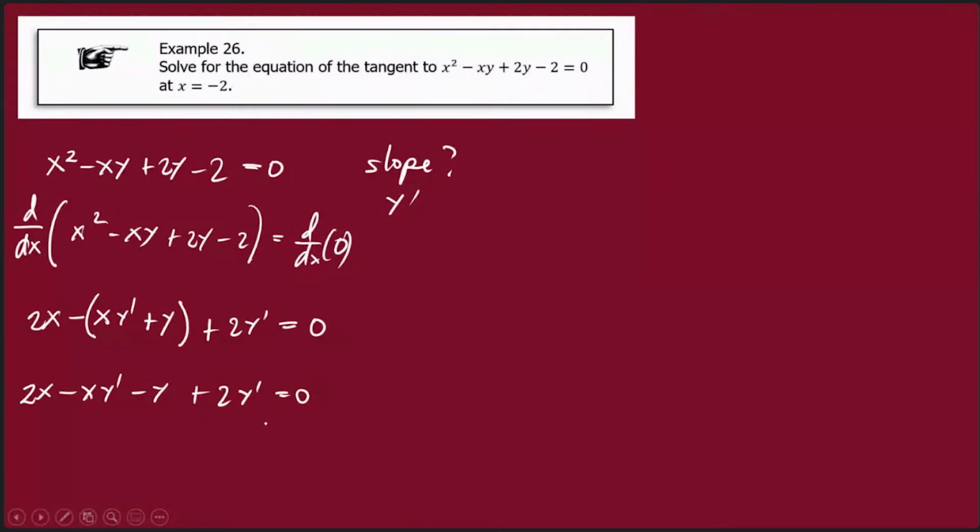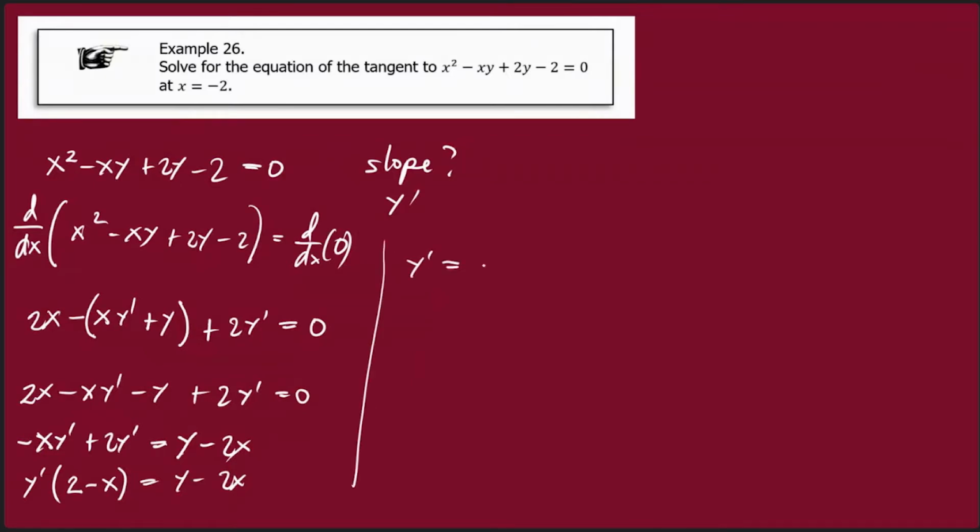Let us isolate y prime on the left side of the equation. So, all the terms with y prime go on the left side: xy prime plus 2y prime is equal to, it becomes positive, y minus 2x. Then factor out y prime. So this will be y prime times 2 minus x, equal to y minus 2x. Therefore, your y prime is equal to y minus 2x all over 2 minus x.